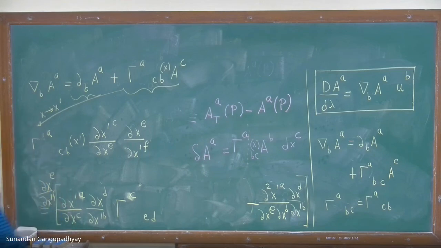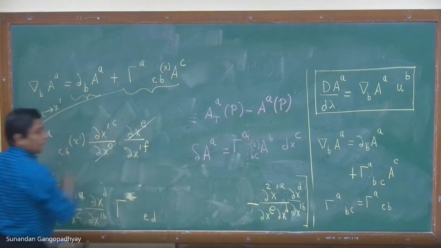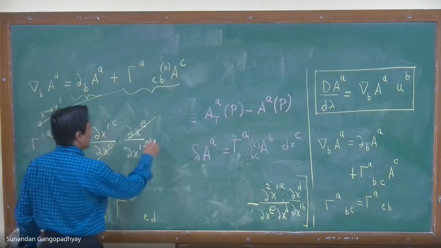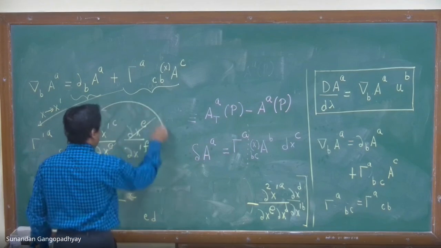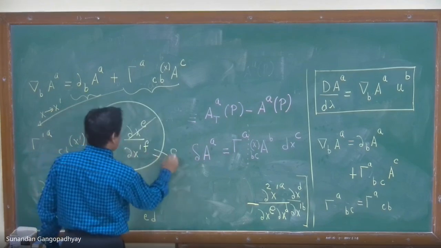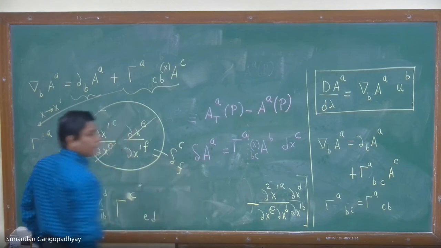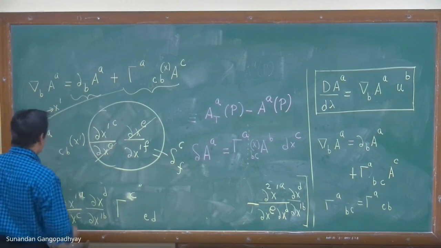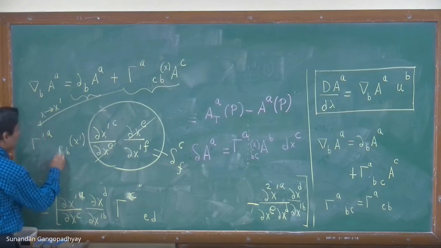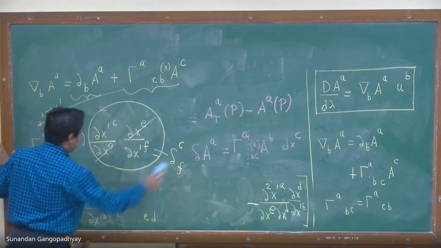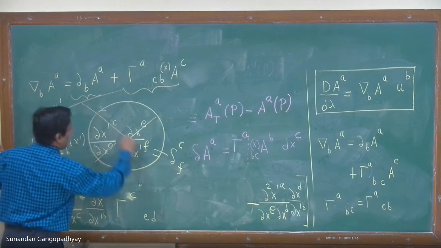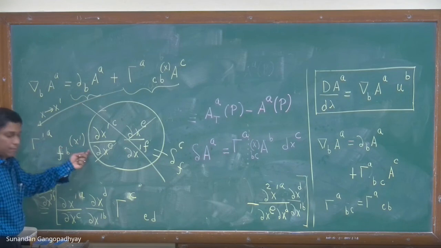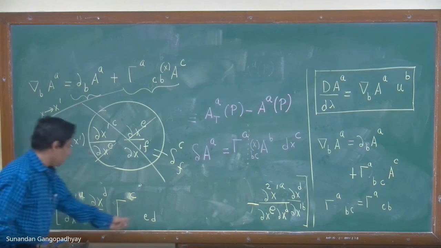Here you can see that it's gone by the chain rule. Del x prime C del x prime F is what? Delta CF. So delta CF, if you contract it with this, C will go out and this will become F. So this full thing is gone. So you have gamma prime A F B as a function of x prime, that is equal to this thing.